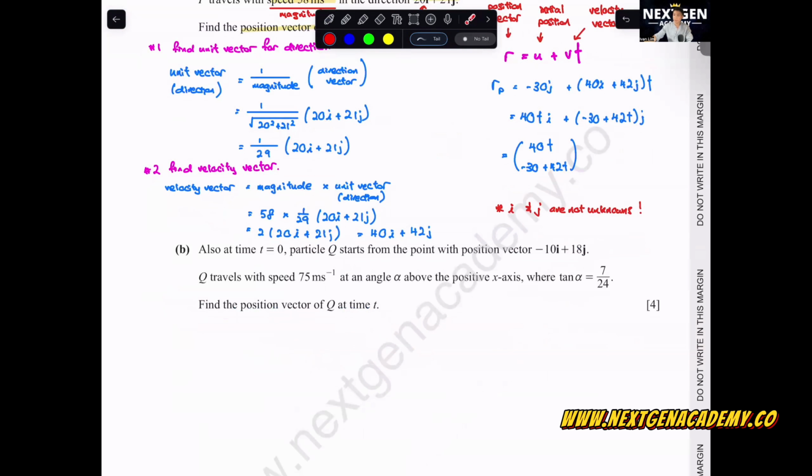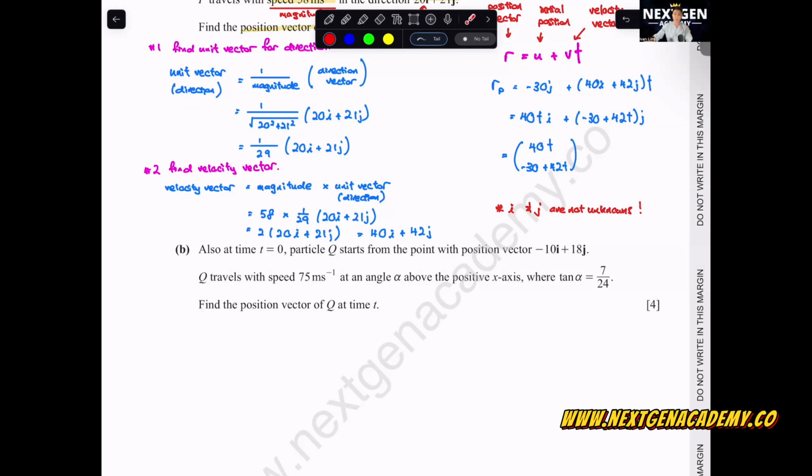Also at time t, particle q, t equals 0, particle q from the point with position vector negative 10i plus 18j. Q travels with speed 75 meters per second at an angle alpha above the positive x-axis, where tangent alpha is equal to 7 over 24. Find the position vector of q at time t.